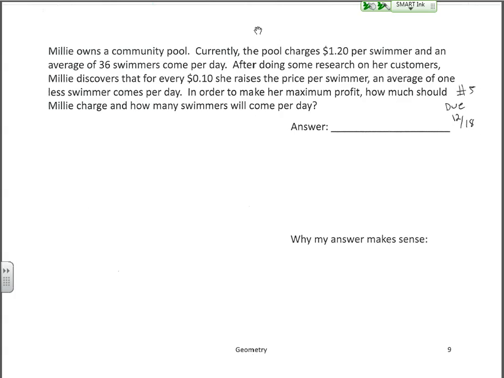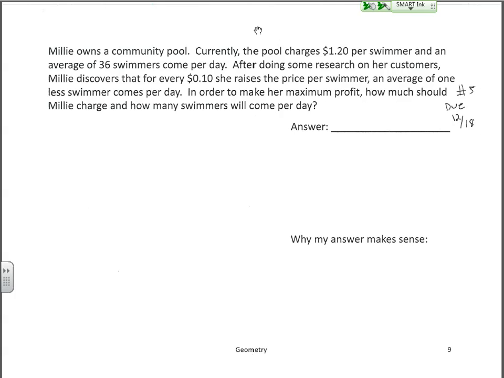All right, so as always, we start with kind of 2 logic-based questions. The first of which says, Millie owns a community pool. Currently, the pool charges $1.20 per swimmer, and an average of 36 swimmers come per day. After doing some research on her customers, Millie discovers that for every 10 cents she raises the price per swimmer, an average of 1 less swimmer comes per day. In order to make her maximum profit, how much should Millie charge, and how many swimmers will come per day?